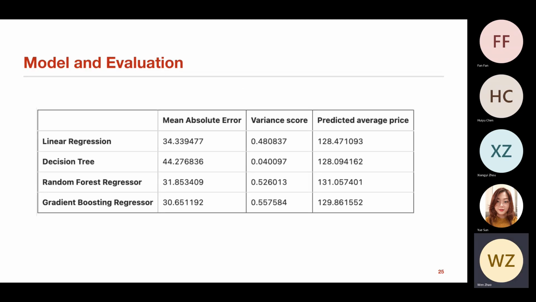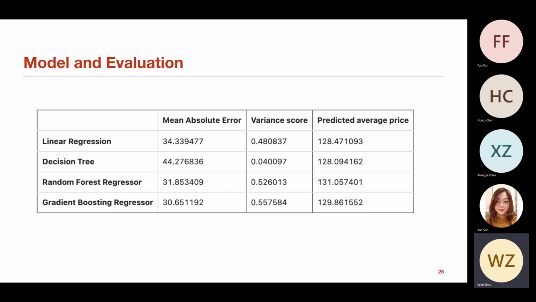For the model analysis result, comparing the performance metrics like the mean absolute error and variance score, it is obvious that the gradient boosting tree has the best performance compared with the other three models. It means that it predicts the average price around $129.95, which is more meaningful for reference and consideration.